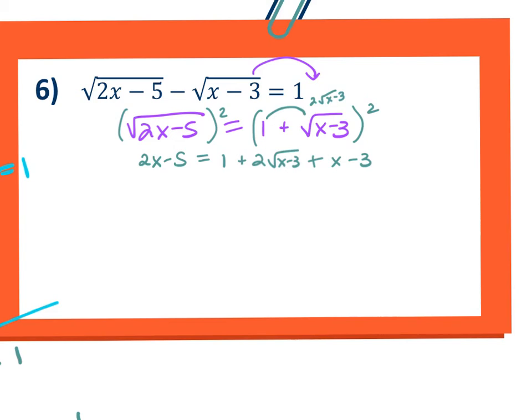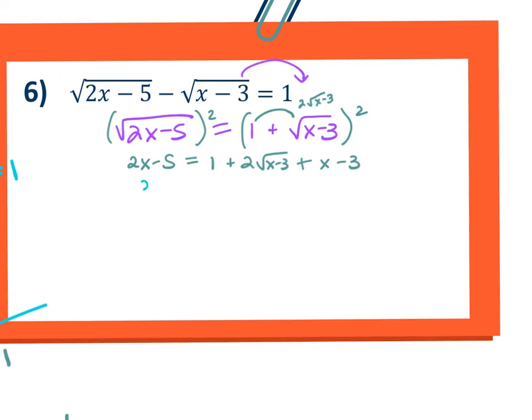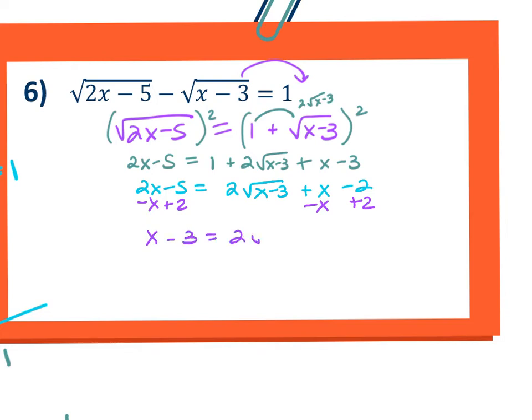Now get everything but the square root to the other side. I can combine those like terms first and then move it, or move it, then combine, doesn't matter. 2 square root x minus 3 plus x minus 2. Move these two over here. x minus 3 equals 2 square root x minus 3.